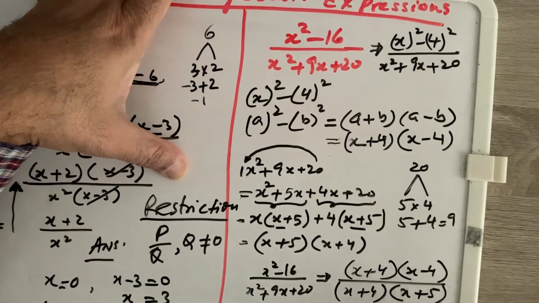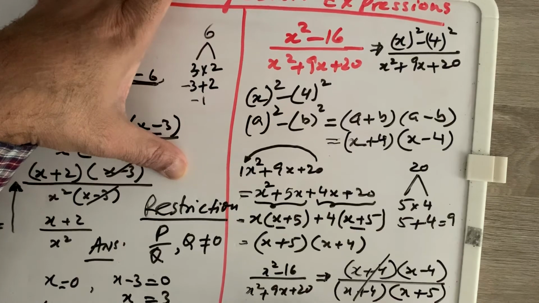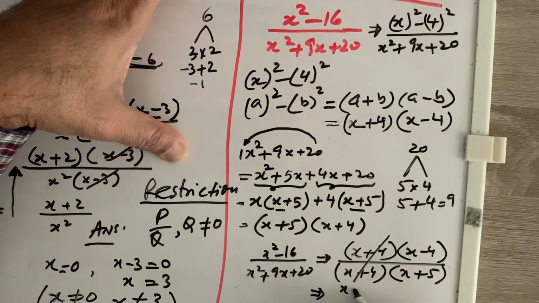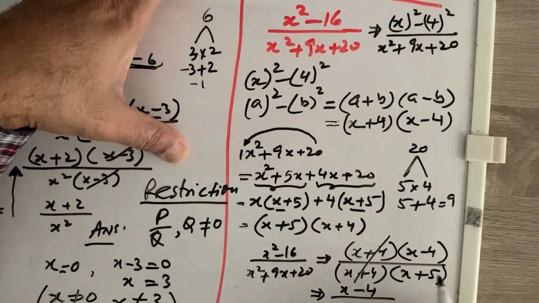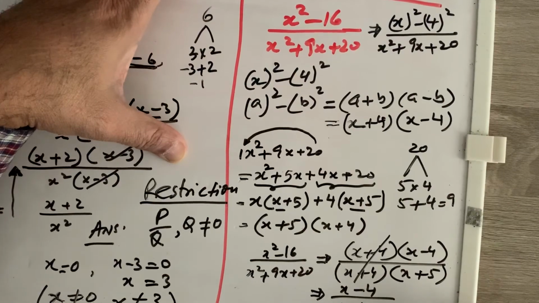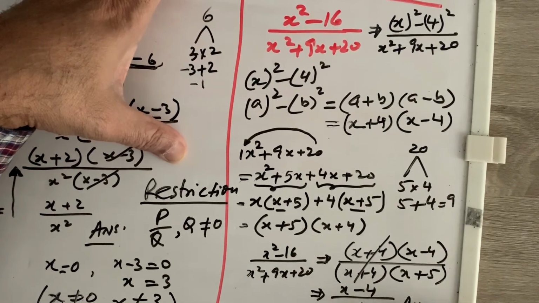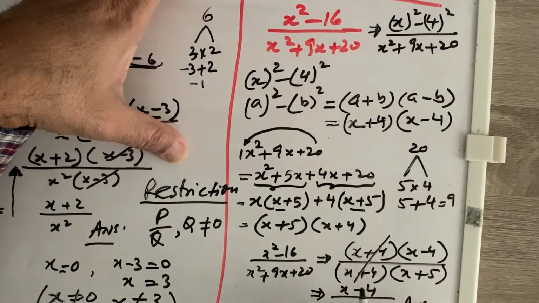And I can see that x plus 4 and x plus 4 get cancelled. So I am left with only x minus 4 divided by, what was that? x plus 5, right? So I am left with these two, x minus 4 and x plus 5. This is my answer. It's a reduced form. I cannot do anything further to it.